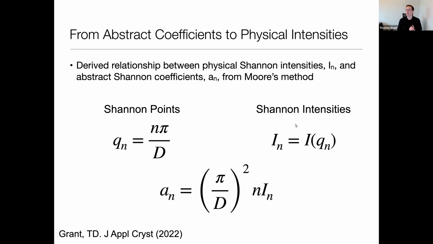Okay, so these are physically meaningful values. They're effectively just the intensities at the Shannon points. But we don't have Shannon points in Moore's equations, so I went ahead and derived a relationship between the Moore coefficients and these Shannon intensities. And it turns out it's a fairly straightforward relationship, so I can then go and rederive all those equations.